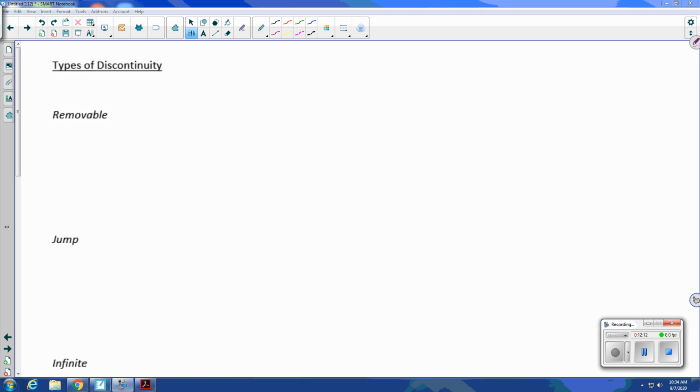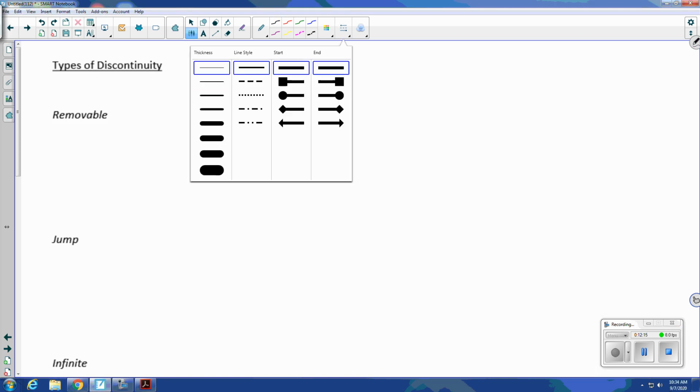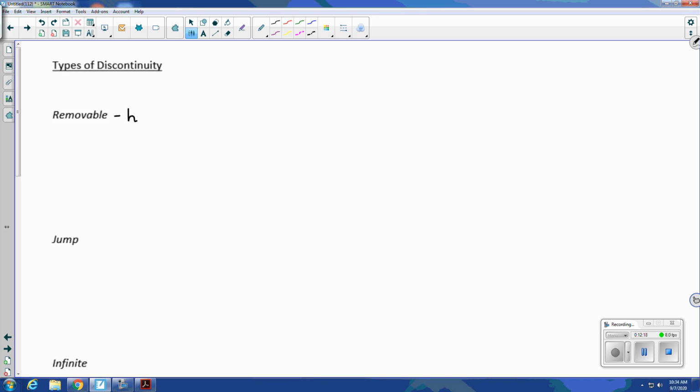The first type of discontinuity is removable. A removable discontinuity is a hole in the graph. And a more formal definition is when the limit of the function as x approaches a does not equal the function output at a. That's the definition. So the limit exists, but it's just not the same as the function output. So this is our definition for a removable discontinuity.